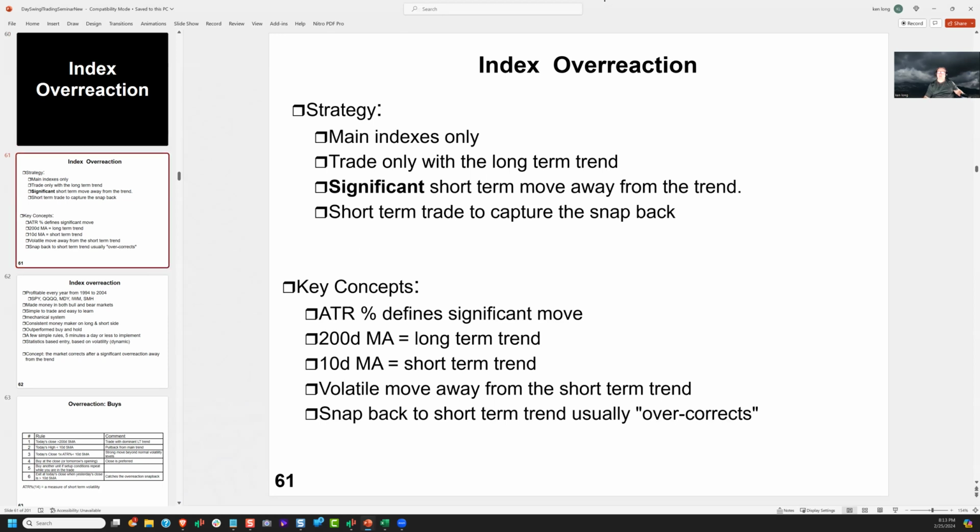Now, for the mechanical version of this system, we have only traded it on the main indexes, and there's a list of about 9 of those. And it only trades long, and it required, as I said, a significant short-term move away from the trend.